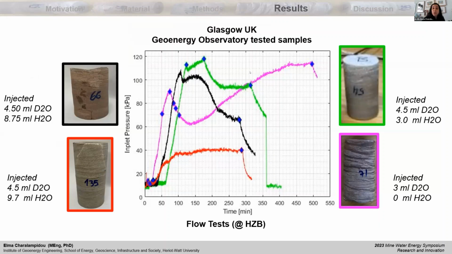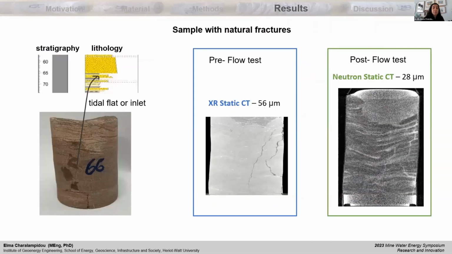Any water that was migrating through the samples was concentrated at the top reservoir. At the bottom of the sample, where the injection was taking place, we also installed some pressure transducers. Therefore, we were able to capture the evolution of the inlet pressure in the sample. Here you can see an example of the inlet pressure within 4 samples that we scanned at HZB during the flow tests, and we see that this pressure evolution changes within the 4 different samples. In the following slides, I'm going to comment on why this has taken place.